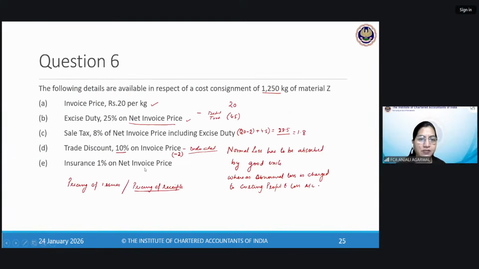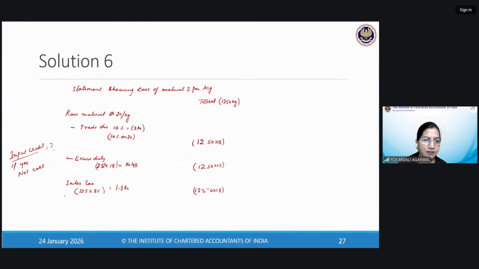Then you have an insurance, 1% on net invoice price. So all these are direct costs, which will be a part of your cost of material. It is not just the raw material cost, but all other costs also. 1% on net invoice price is 18. So 0.18. So you will add up all these costs.